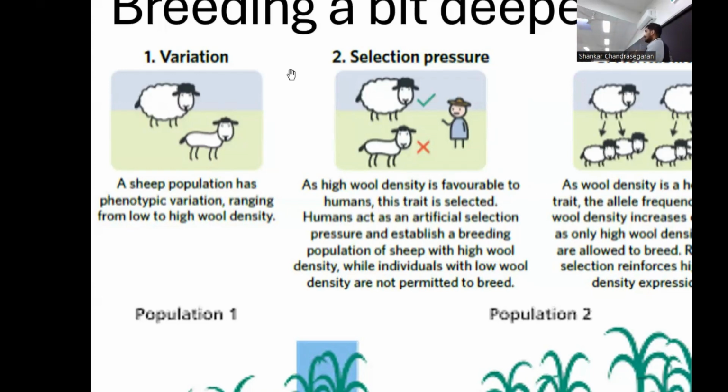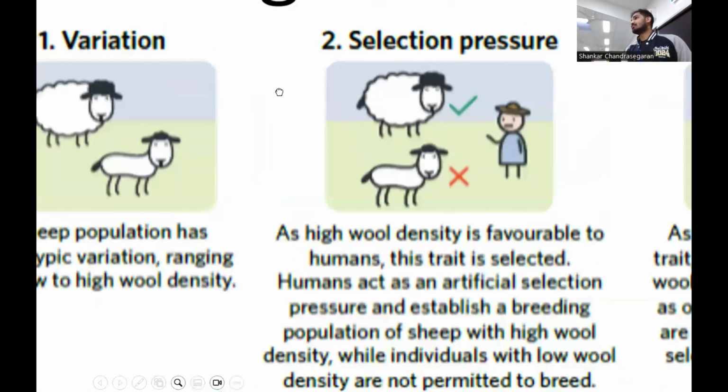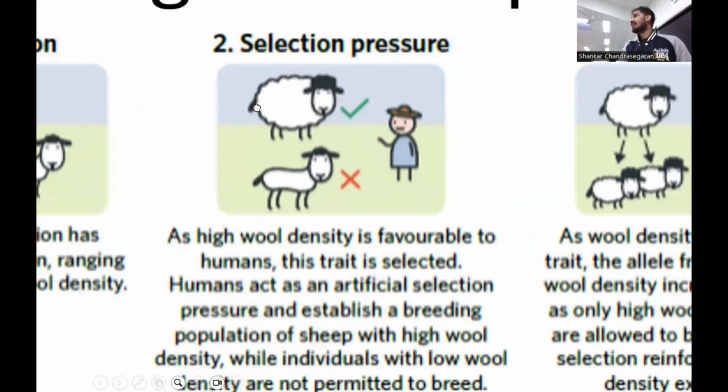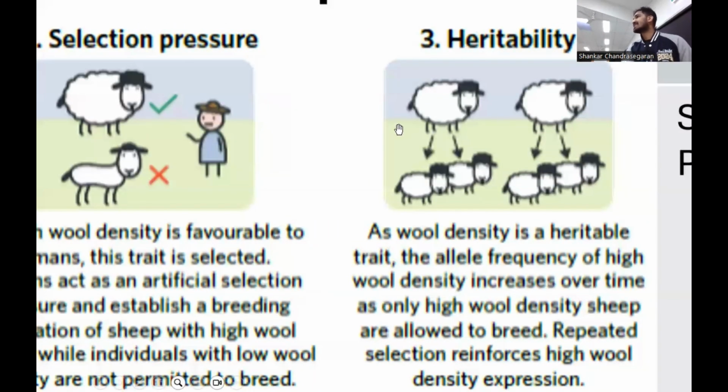Humans are the selection pressure, and the selection pressure is basically which sheep can generate the most wool. Obviously, this sheep has more wool than the other sheep. So this sheep has a selective advantage in this scenario because humans are inducing that selection pressure, allowing it to pass on those advantageous alleles to the next generation due to heritability of the trait. As you can read, as wool density is a heritable trait, the allele frequencies of high wool density increase over time as only high wool density sheep are allowed to breed.